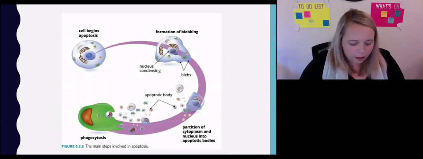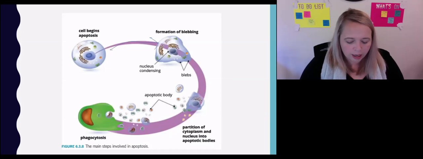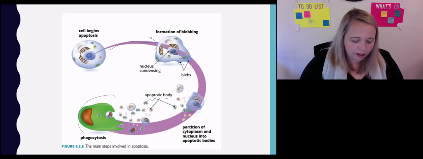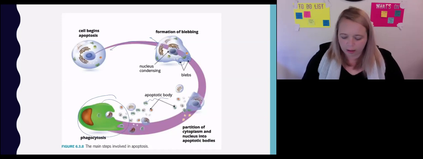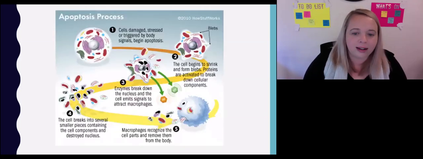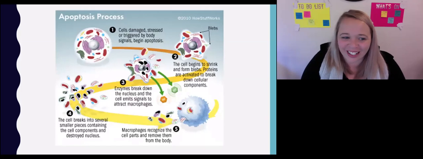Here's the cell undergoing apoptosis. You can see that things are breaking down. We can see blebs are forming. Now these blebs, we're going to call them apoptotic bodies. And what happens is you get phagocytosis by a nearby cell. So there's a whole bunch of different pictures. Here's another one just to re-illustrate the point.